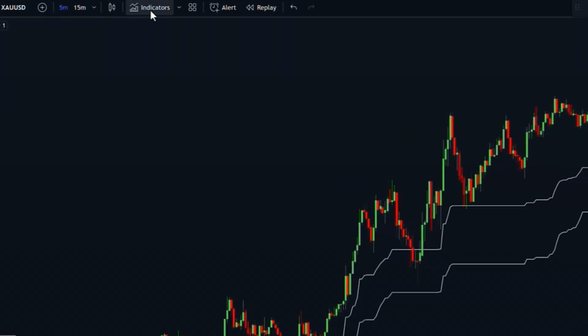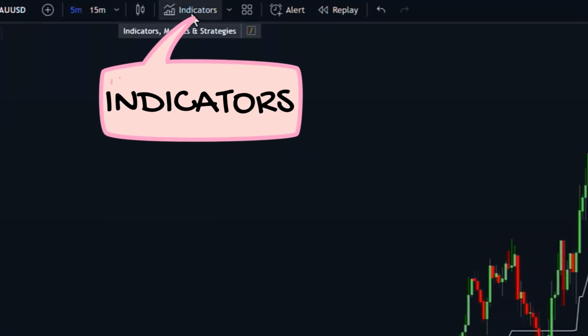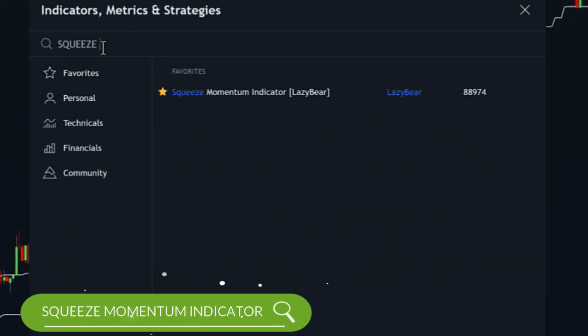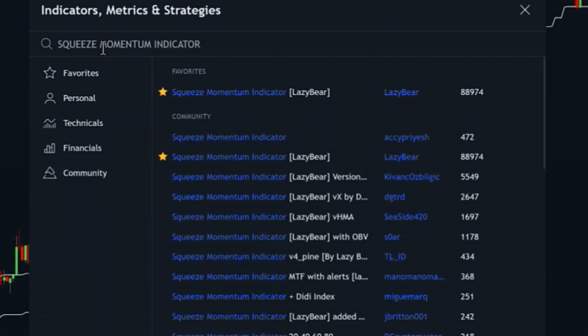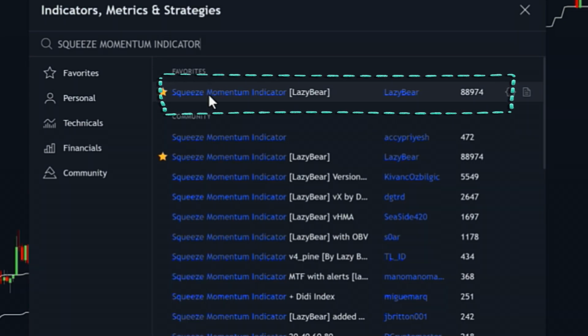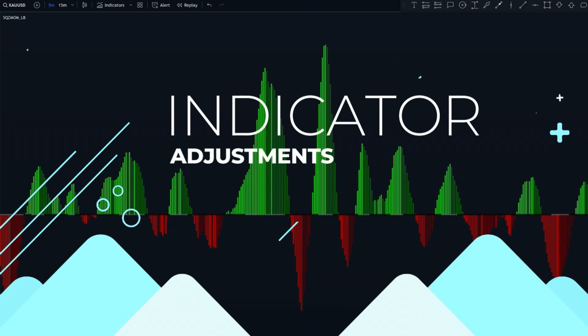Head back to the top of the screen and click on the indicators tab again. This will bring up the search bar. This time, type in Squeeze Momentum Indicator. It's a fantastic tool that helps us spot potential breakouts and momentum shifts. Once you see it in the search results, go ahead and click on it to add it to your chart. Alright, now let's fine tune the Squeeze Momentum indicator to fit our strategy.